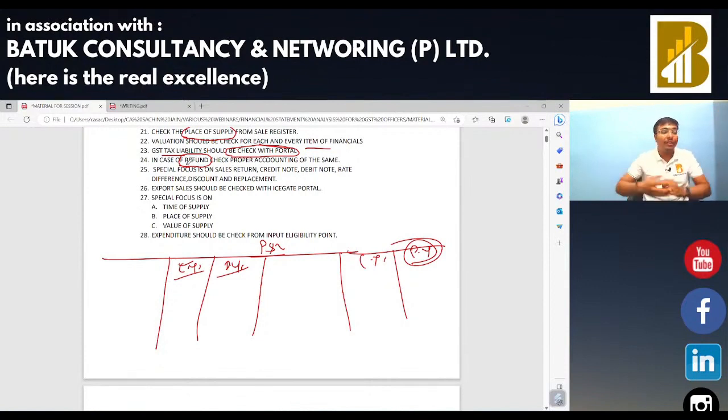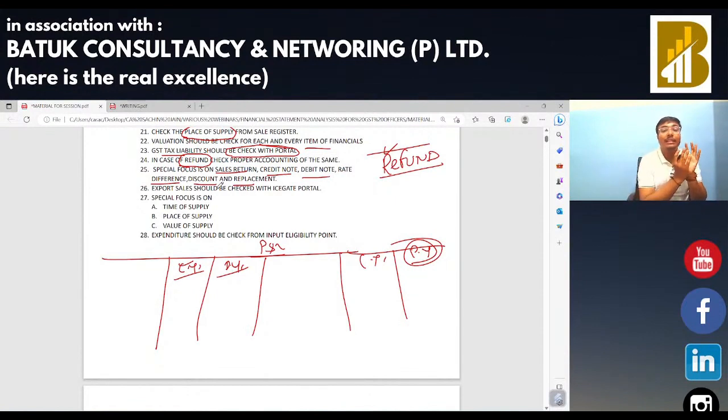Also, at the time of audit, we need to check that जो रिफंड की कैलकुलेशन इज परफेक्ट. ओके, कई बार क्या होता है, हो सकता है कि डिपार्टमेंटल अथॉरिटी ने कुछ मिस हो गया हो या फिर कैलकुलेशन में कुछ दिक्कत हुई हो. So if you find any issue regarding refund, you need to check that the refund is as per the rules, proper accounting is there, input tax credit is already adjusted with that refund figure in the books of accounts, and everything is perfect. We need to check the same. Now, special focus is on sales return, credit note, debit note, rate differences, discount, and replacement. You need to check the same.